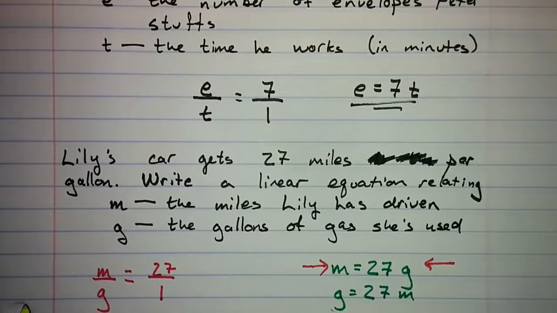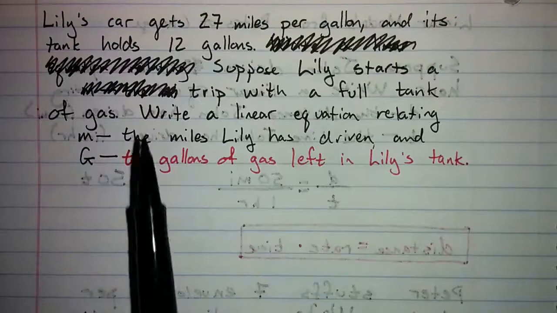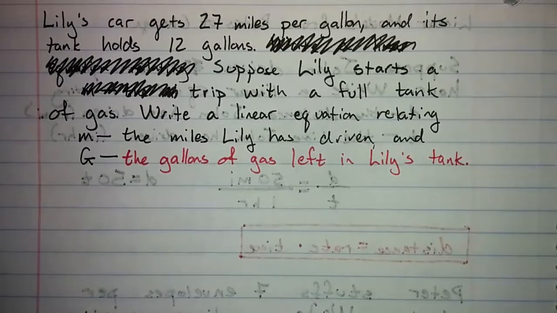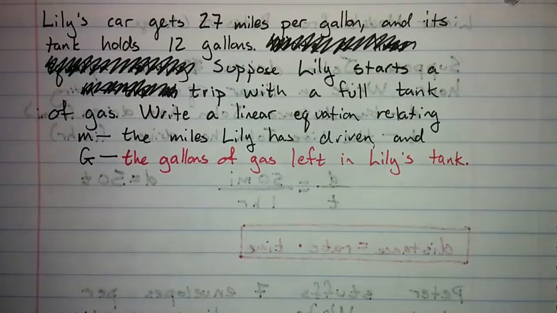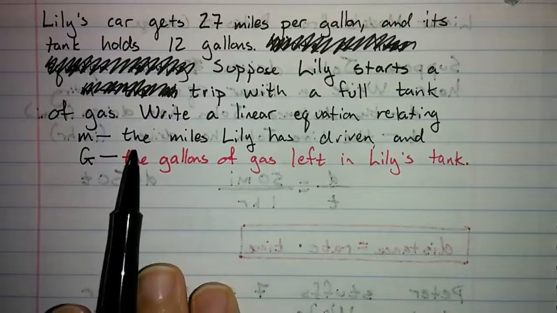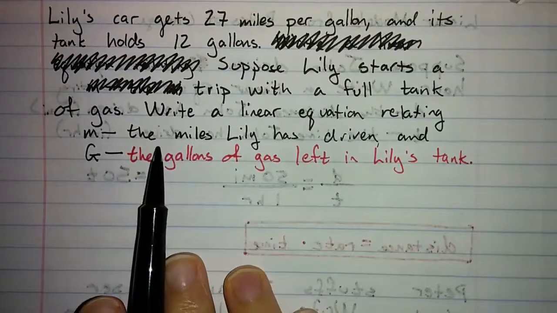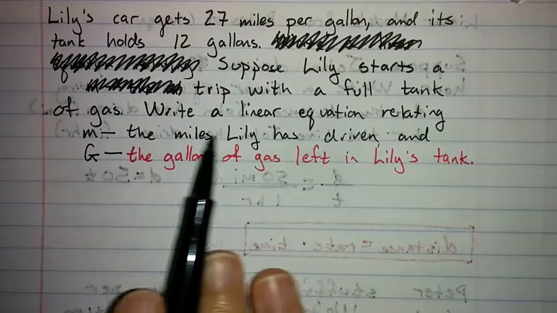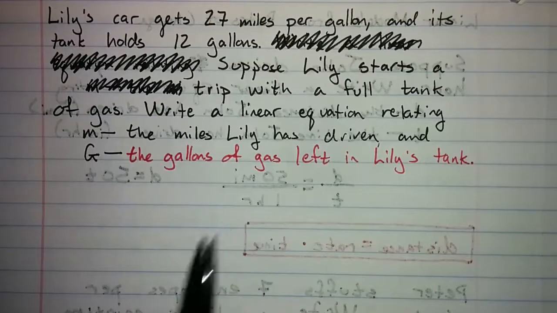Now this gets a little bit more complicated. Let's talk a little bit more about Lily's car. So we're starting out with the same car. Lily's car gets 27 miles per gallon, and its tank holds 12 gallons. Suppose Lily starts a trip with a full tank of gas. We're going to write a linear equation relating the number of miles that she's driven to not the number of gallons of gas that she's used, but the number of gallons of gas that's left in her tank.